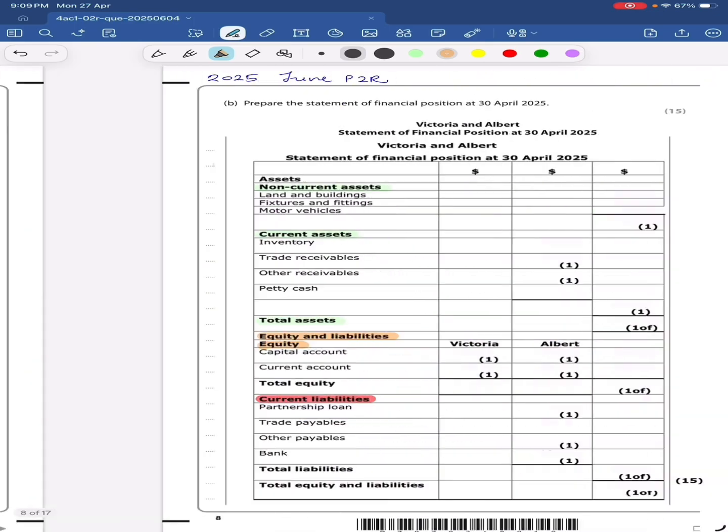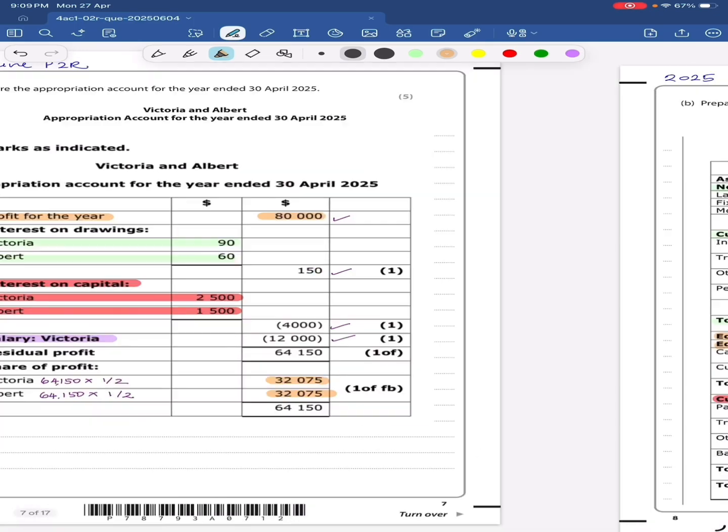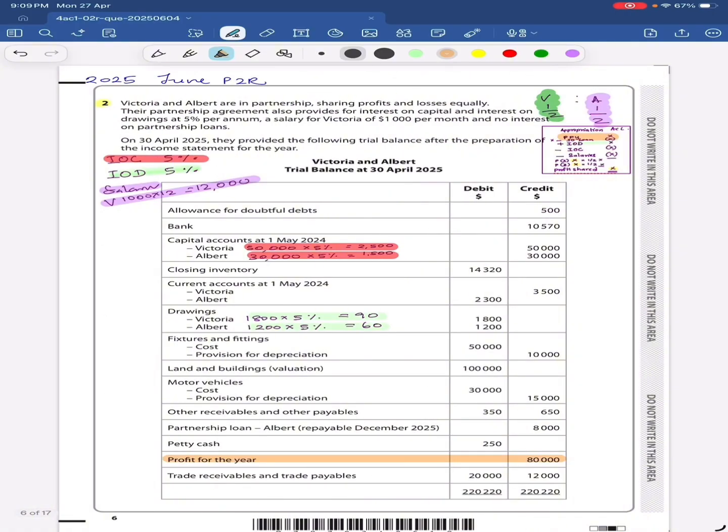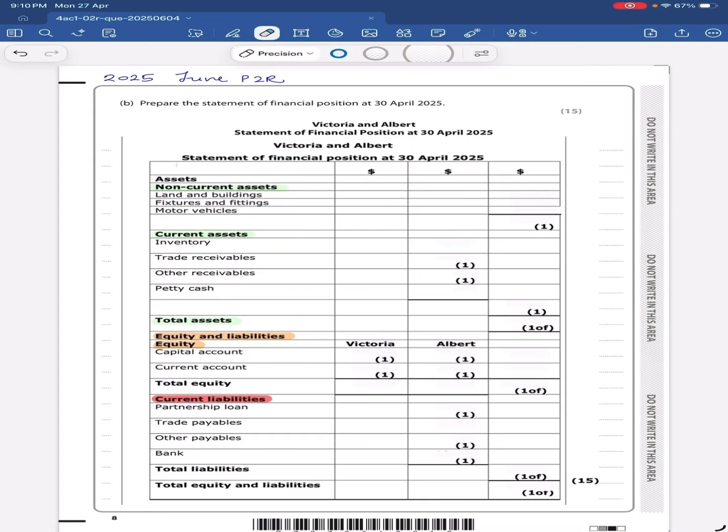Right. So first step is to find the non-current assets. So let's go back and see what are the non-current assets we have as per the question. So there is fixtures and fittings, cost 50,000, provision for depreciation is 10,000, land and building at valuation 100,000, motor vehicles 30,000 cost, provision for depreciation 15,000. So let's plug in these figures to the format. So let's write down the costs.